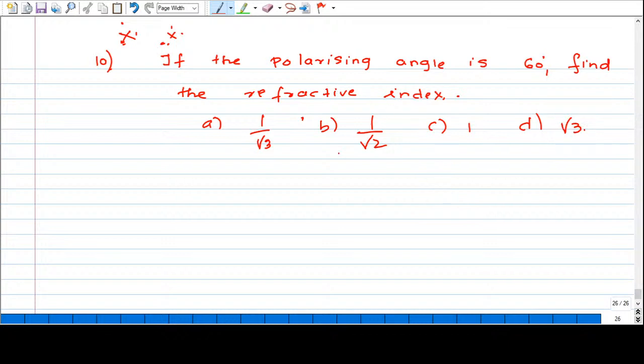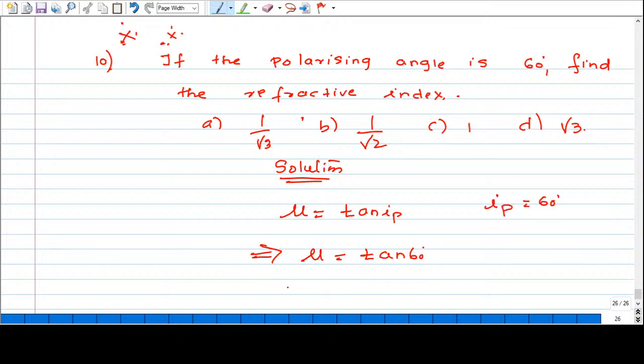See, this comes under Brewster's law. Let us go for the solution. The formula for refractive index according to Brewster's law is mu is equal to tan iP. That implies mu will be equal to tan 60 degree. iP is 60. The given value of polarizing angle is 60 degree. You know very well what is the value of tan 60. Tan 60 is root 3. Then your answer lies in option D.